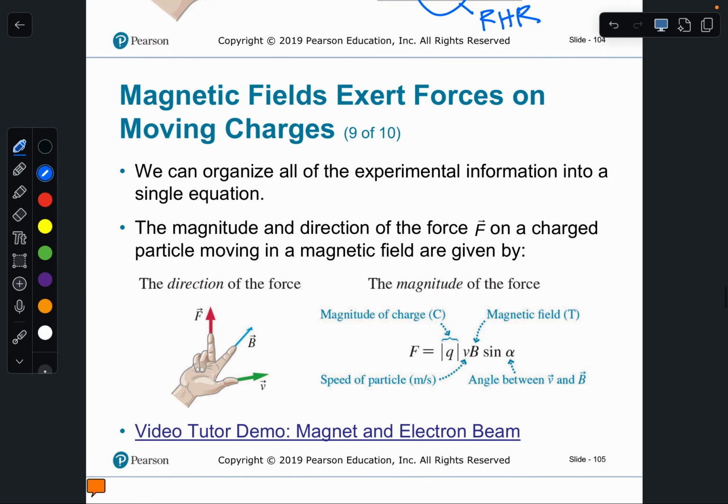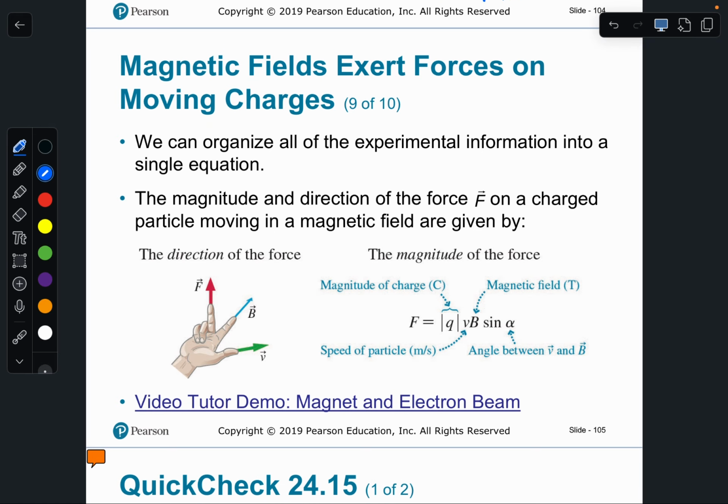So what is this formula? What does it spell out? We use our right hand rule or our left hand rule to determine the direction of the force. Well, what's the magnitude of the force? The magnitude of the force is QVB sine of the angle in between V and B, Q being the charge, V being the velocity or the speed, B being the magnetic field.